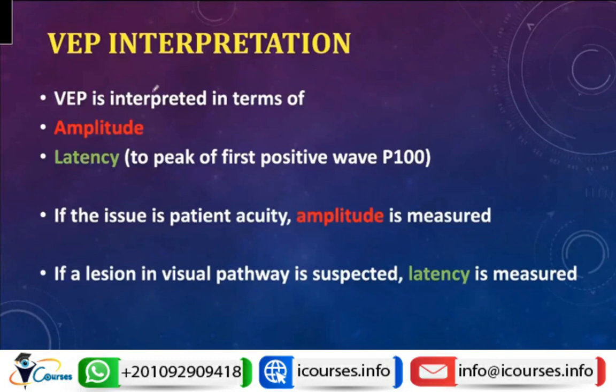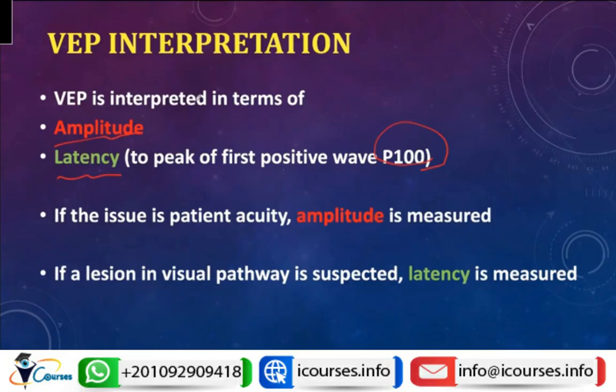So what are the parameters that we interpret in the VEP? The VEP is interpreted in terms of amplitude and latency. Latency is usually measured to the peak of the first positive wave, the P100. Usually this is the most significant wave, which is called the P100 or the first positive wave.